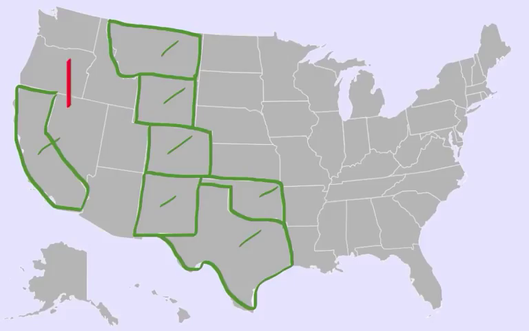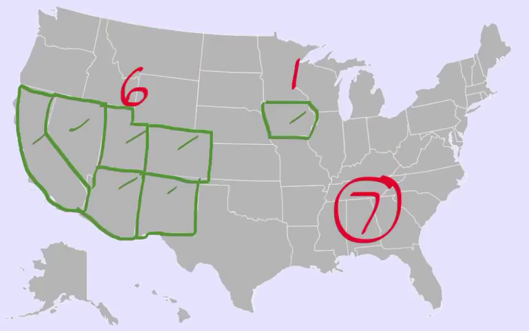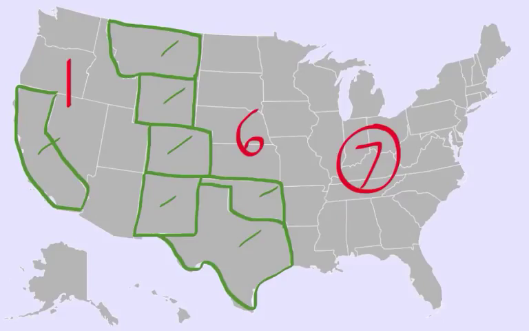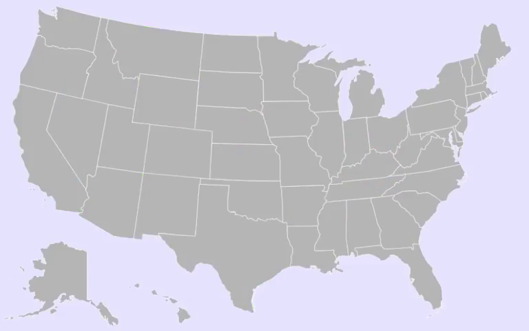So we're adding 1 state, and here we got 6 states. So how many states is that altogether? 1 and 6 are 7 again. So 6 and 1 are 7. 1 and 6 are 7. See that?